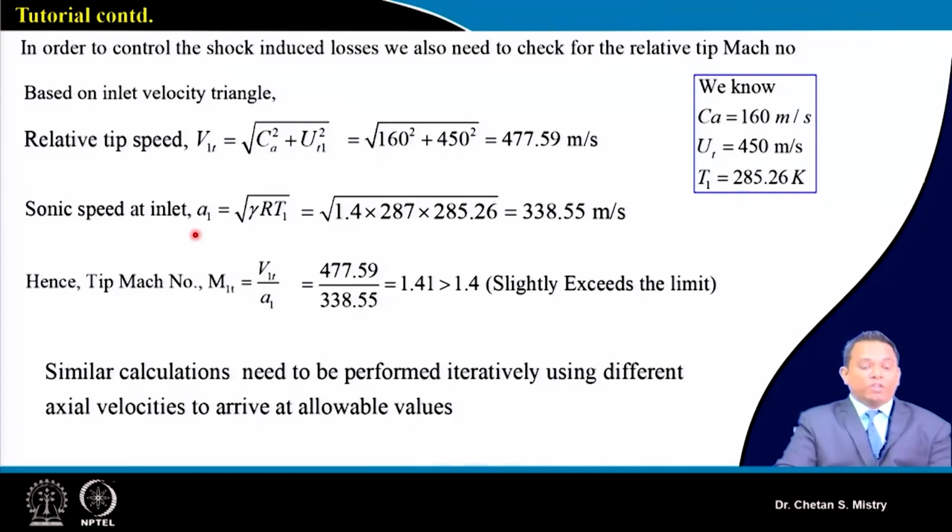We can calculate our sonic velocity at the entry, which is the square root of gamma RT1, and if we calculate, the Mach number is coming 1.41. This is nearly what we are looking for, but it is slightly exceeding the range. So let's do some more iteration in order to achieve what we are looking for.